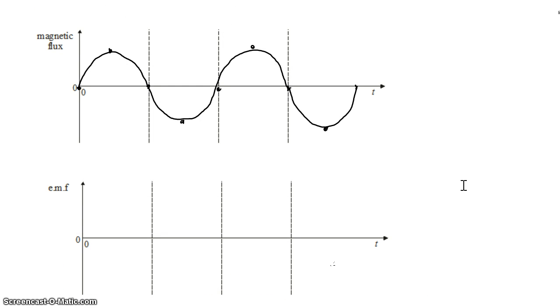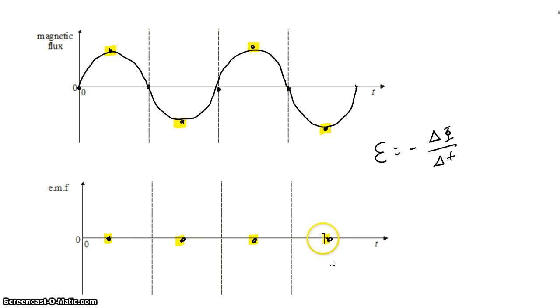Next up is the EMF. We know from Faraday's law that the EMF is the negative change in flux with time. So what we're going to do is look at the graph of the flux and look for where it's changing and where it's not changing. It's not changing here, here, here, and here. The slope of the graph with time is 0. So there's no change. That means that the EMF is 0, 0, 0, and 0.